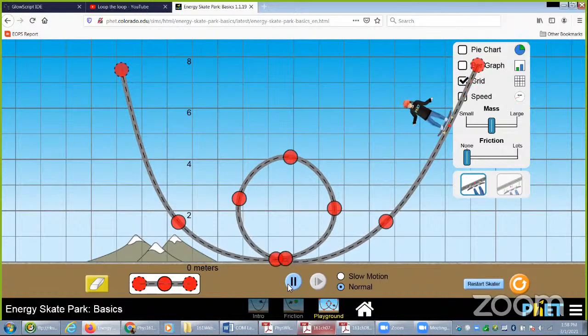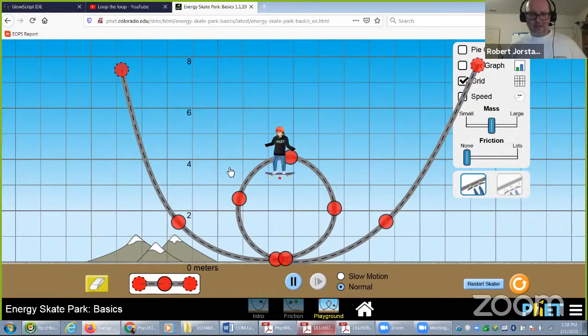Potential energy should be like the same. Okay, you're absolutely right. Let's see what happens. You're absolutely right about the potential energy being the same. However, that's not going to work. Watch what happens.